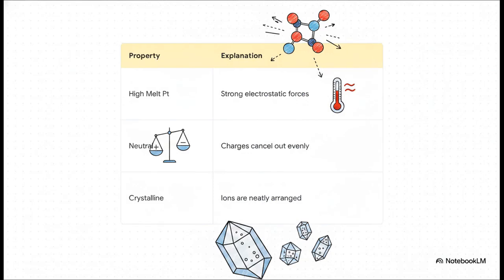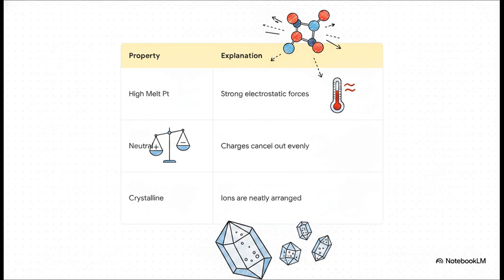And because of this lattice structure, ionic compounds share some very specific properties. If you get an exam question about these, you need to hit these exact points to get full marks. First up, they have incredibly high melting points because those electrostatic forces acting in all directions require massive amounts of thermal energy to break. Second, even though they're made entirely of charged particles, the final lattice is overall electrically neutral.